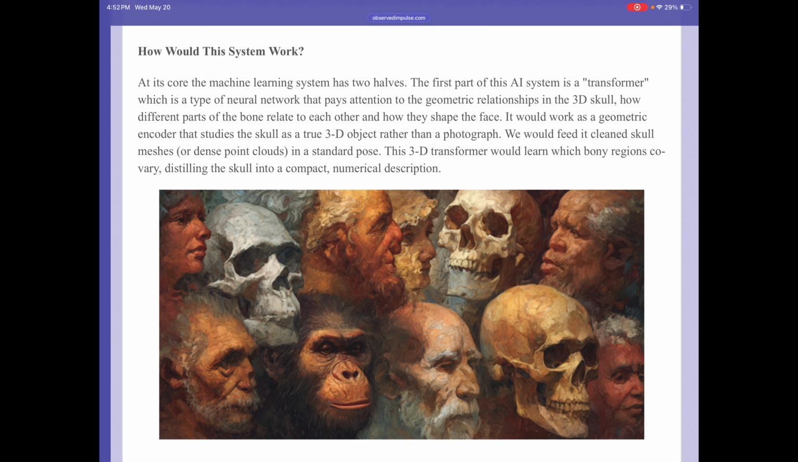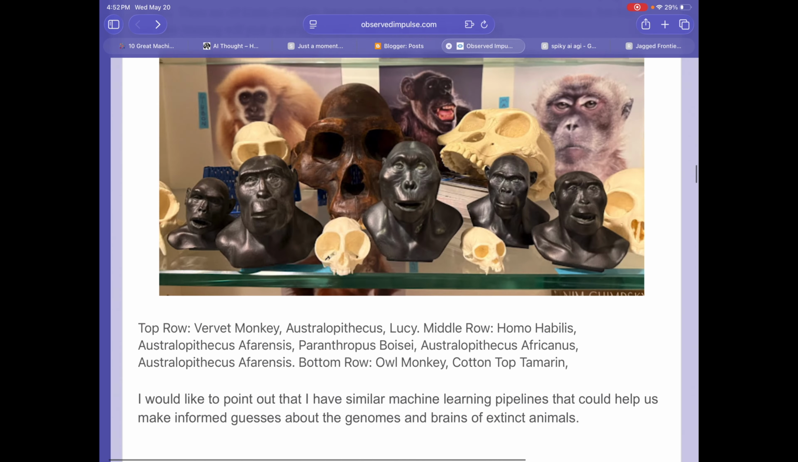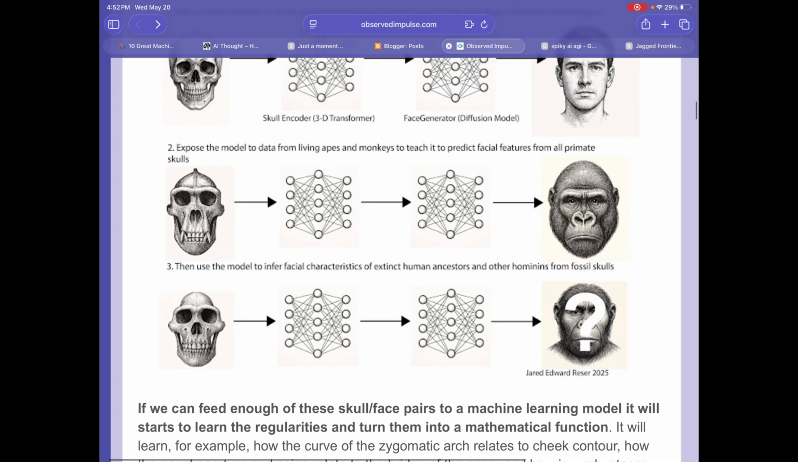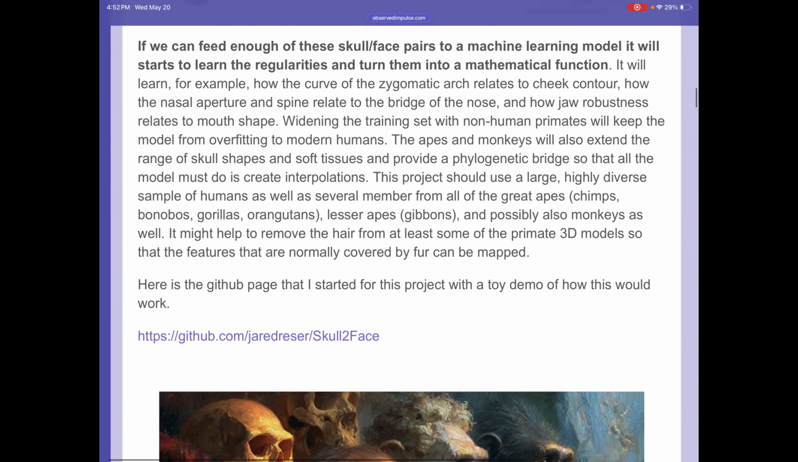It would work as a geometric encoder that studies the skull as a true 3D object rather than a photograph. We would feed it cleaned skull meshes or dense point clouds in a standard pose. This 3D transformer would learn which bony regions covary, distilling the skull into a compact numerical description. And just to go ahead and mention, you could do this for skulls, but you could also do this for bodies and include the entire skeleton.